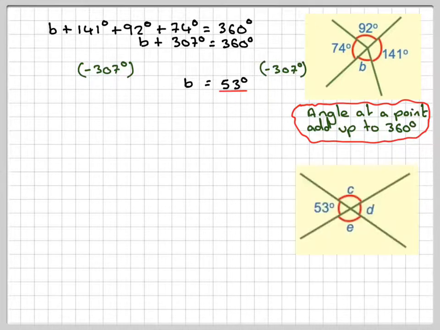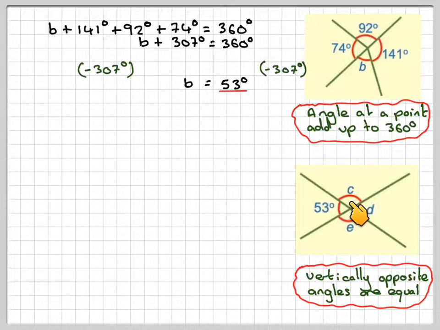In the final case, when you've got two straight lines which cross each other, you get what's known as vertically opposite angles. So this angle and this angle here are vertically opposite, and these two here are also vertically opposite. So vertically opposite angles are equal.